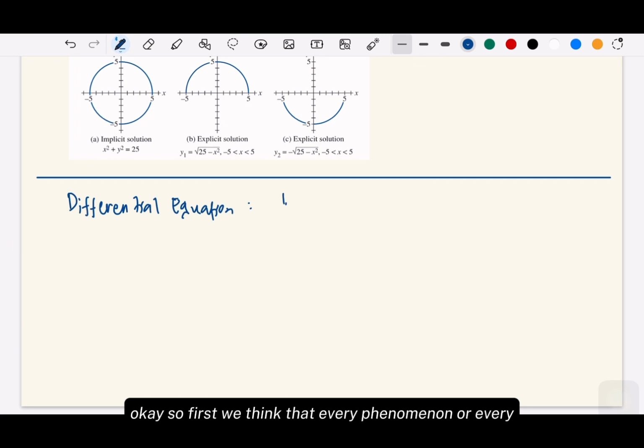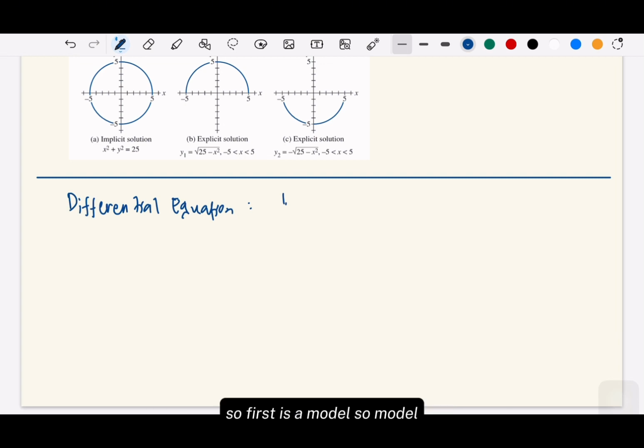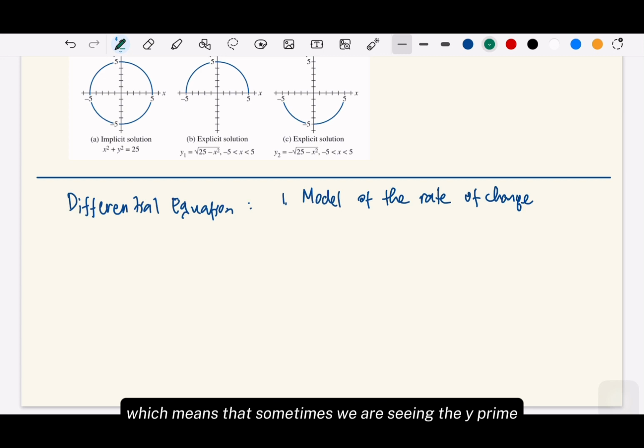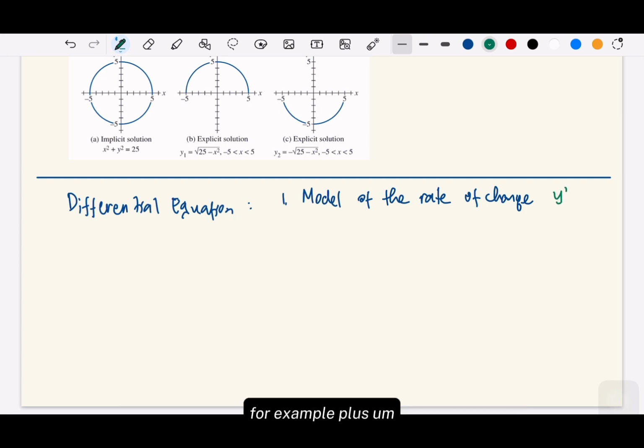Okay, so first we think that everything that can be modeled, like the rate of change or anything that has changes, we can have that in our differential equation. So first is a model of the rate of change, which means that sometimes we are seeing y prime plus 2 equals e to the x, for example. That is one way to describe differential equations.